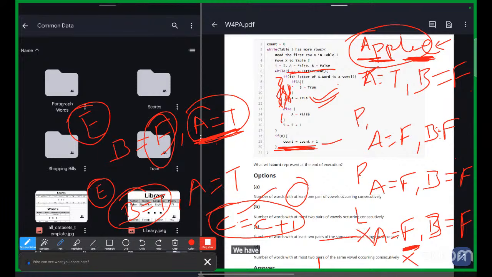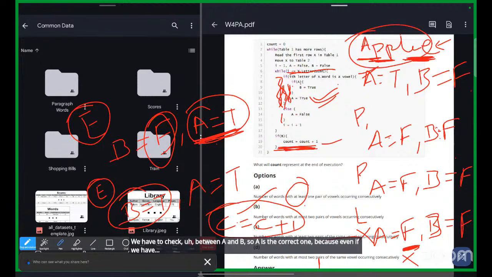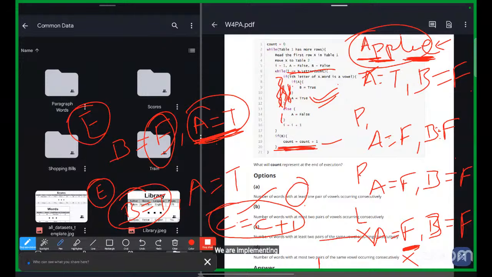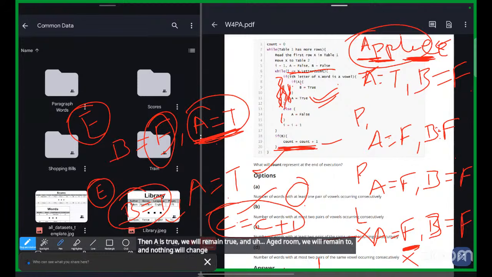We have to check between A and B. So A is the correct one because even if we have at least one pair, we are incrementing. What will happen if we have multiples? In that case, if suppose we have another E here at the end, then A is true, B will remain true, and nothing will change. So at least one is the correct option. Okay, so option A.